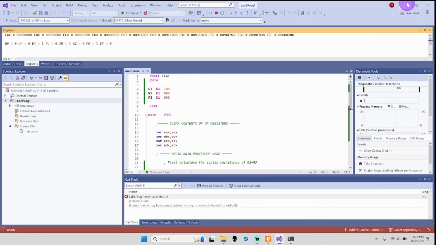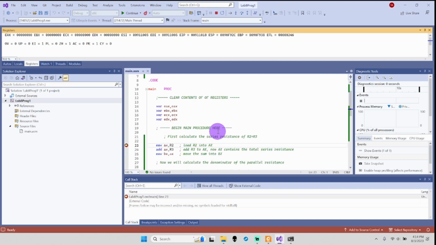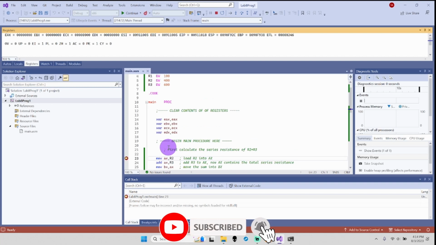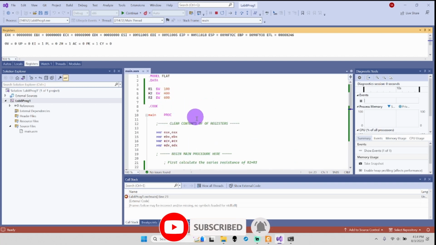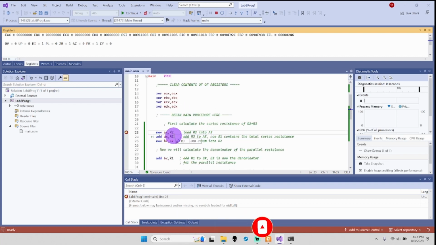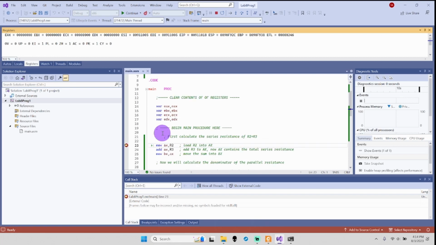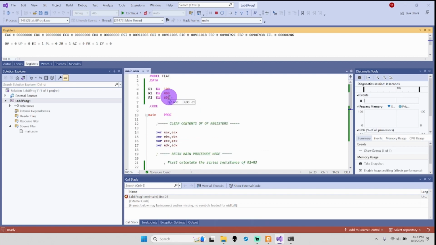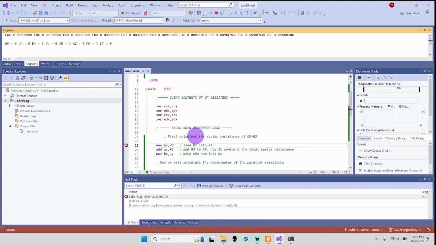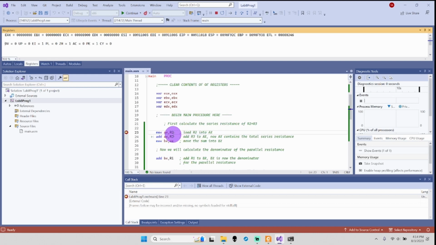Okay, back to the code. All right, let's see. First, we're going to be moving what we declare here, R2, which is 400, to AX. And then we're going to add R3, which is 600, to AX. Since they're in series, we can add them up. All right. So let's go to first step here. Notice everything's on 0. That's because of this little guy here.